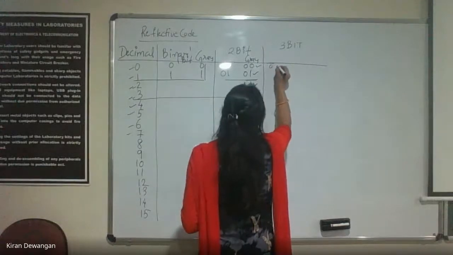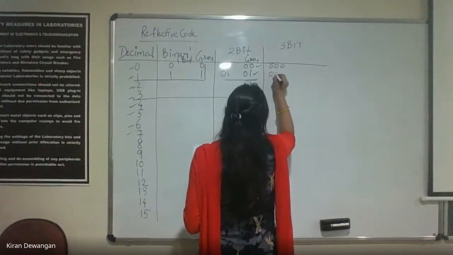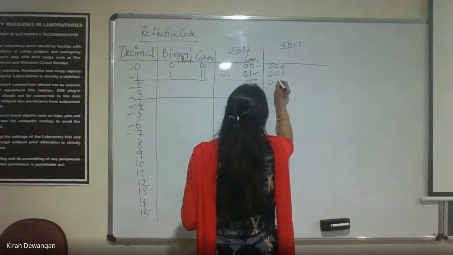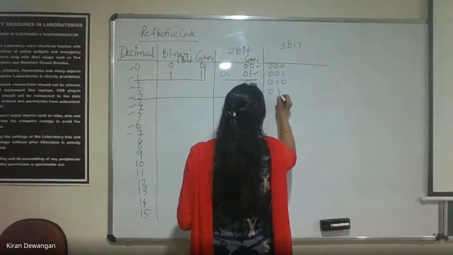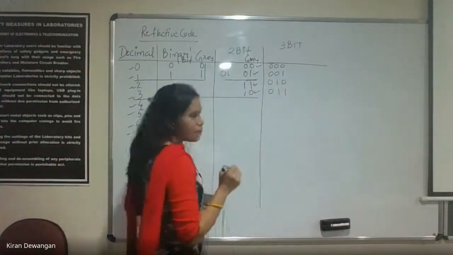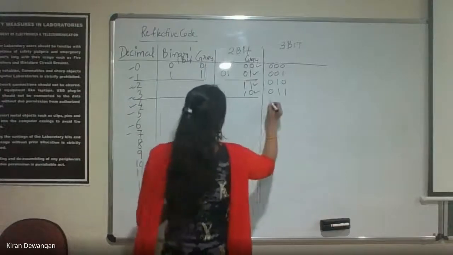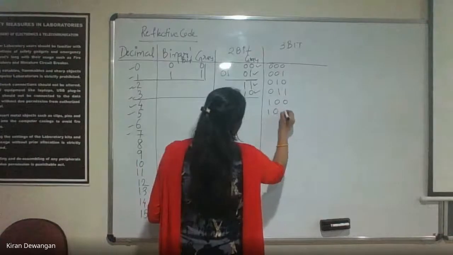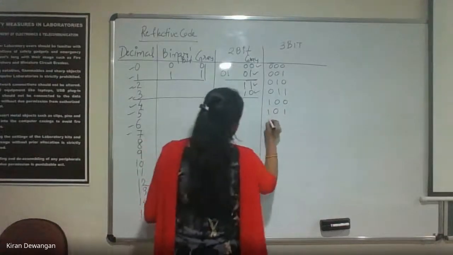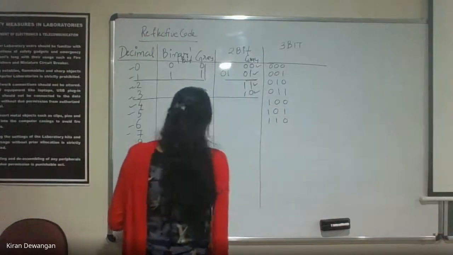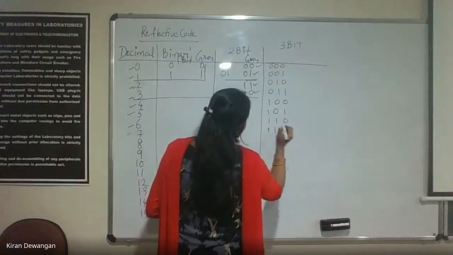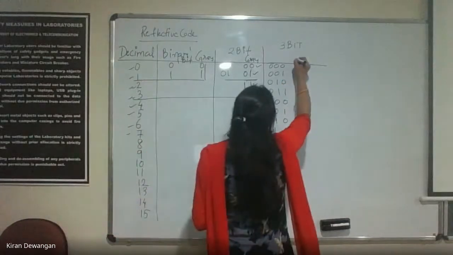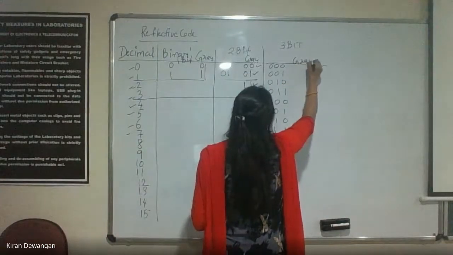Here it is 0 0 0, 0 0 1. This is the binary, 0 1 0, 0 1 1. This is just binary I am writing. So for 4 it is 1 0 0, 5 it is 1 0 1, 6 it is 1 1 0, 7 it is 1 1 1. This is just binary, but we have to write the gray code of it.